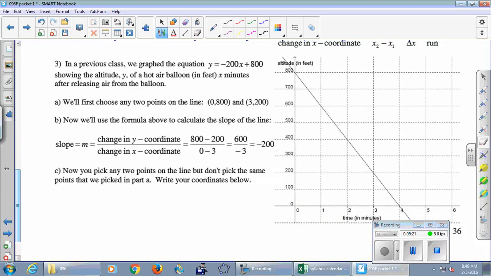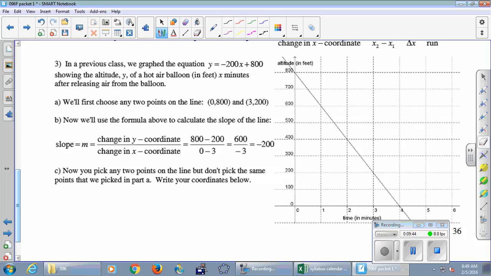Number 3, in a previous class, we graphed the equation y equals negative 200x plus 800, showing the altitude y of a hot air balloon in feet, x minutes after releasing air from the balloon. You guys remember this question from an activity? So first we're going to choose any 2 points on that line. Now let's just all choose the same 2 points. I've written it out here for us.